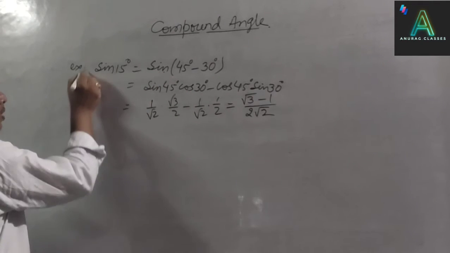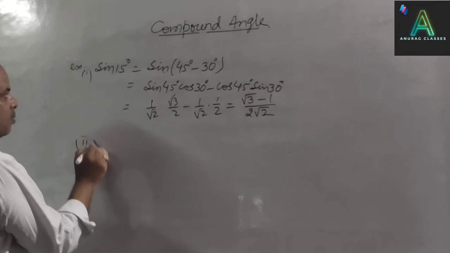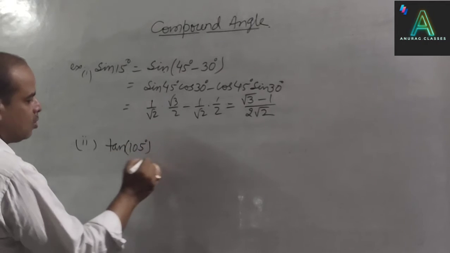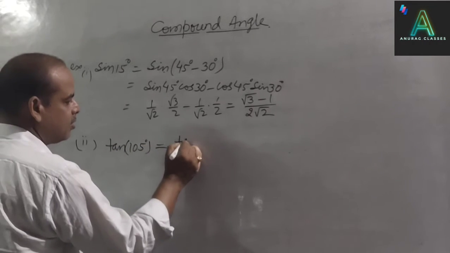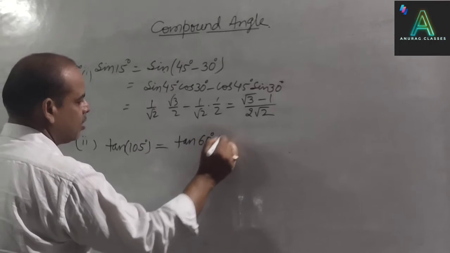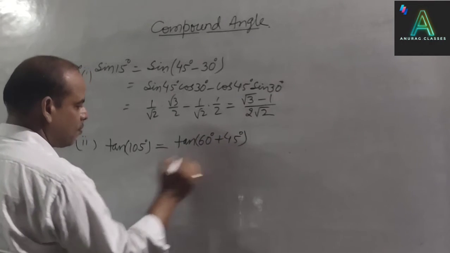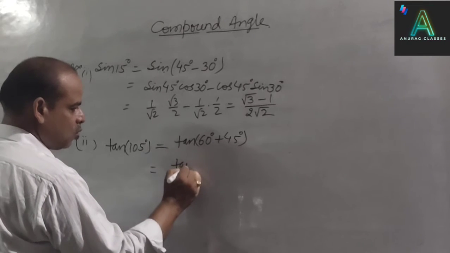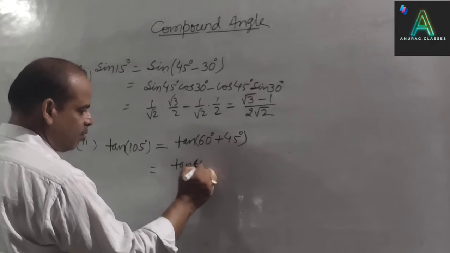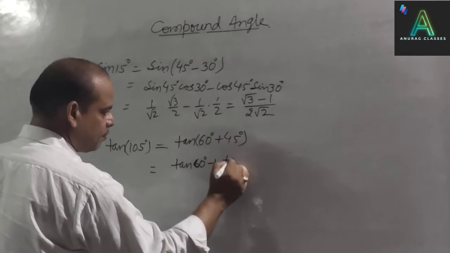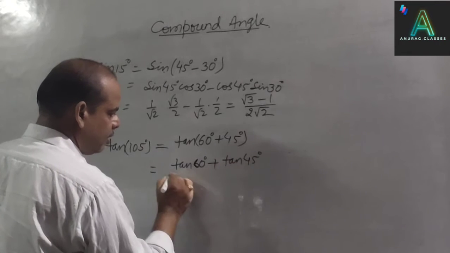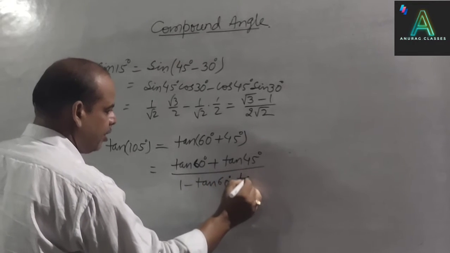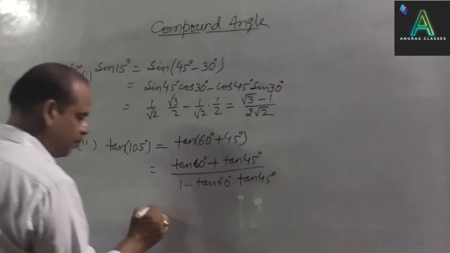Let us take another example. Suppose I am going to find tan 105 degree. So can we write tan 105 as tan 60 plus 45? Now it takes the form of tan A plus B. So we are going to apply the formula of tan A plus B, that is tan A plus tan B divided by 1 minus tan A into tan B.